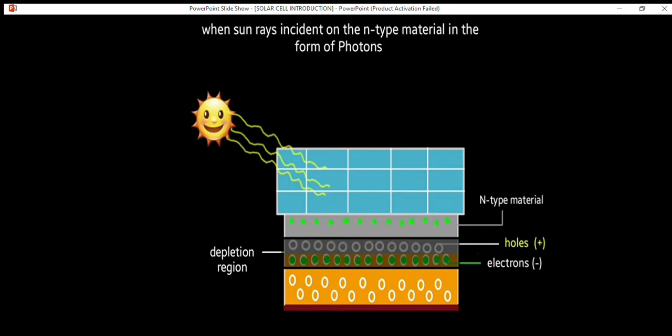Where from N-type region the electrons move in P-type, there are holes made in N-type. The holes are positively charged and the electrons are negatively charged. So here a depletion region is formed due to holes and electrons.